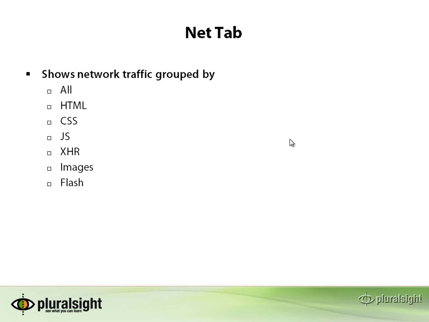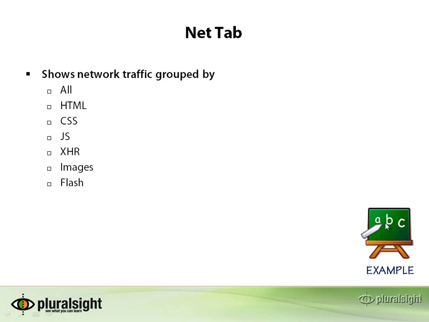The Net tab shows network activity grouped into categories by All, or HTML, CSS, JavaScript, XHR or XML HTTP requests, that shows the AJAX requests, images and Flash.